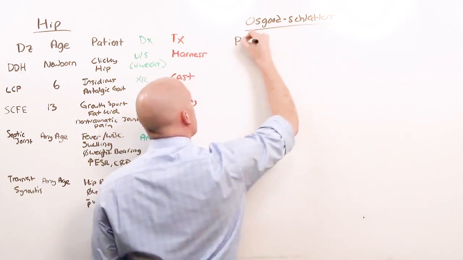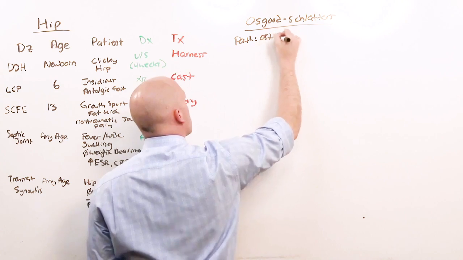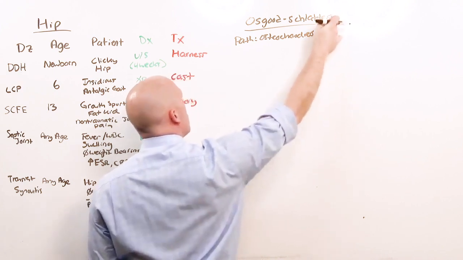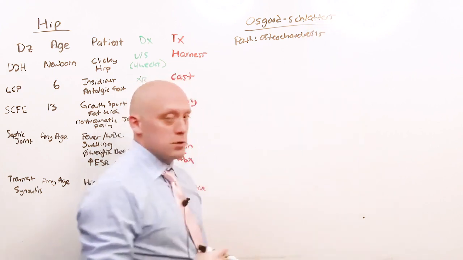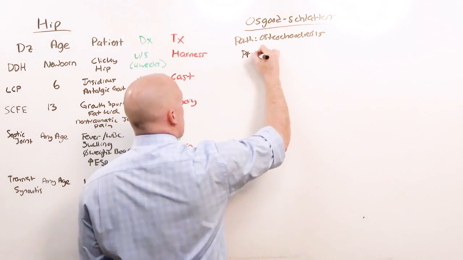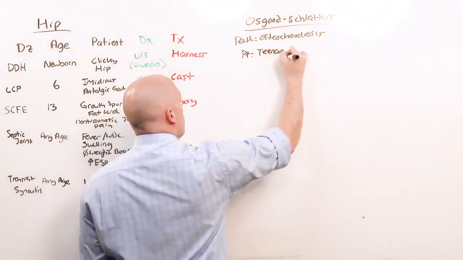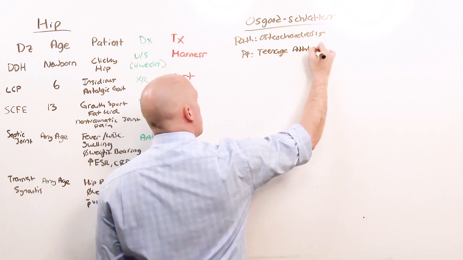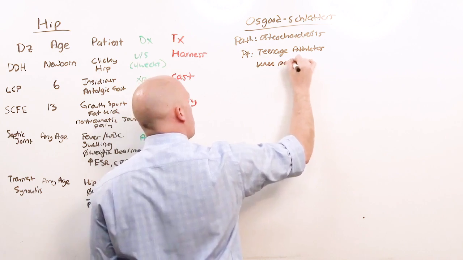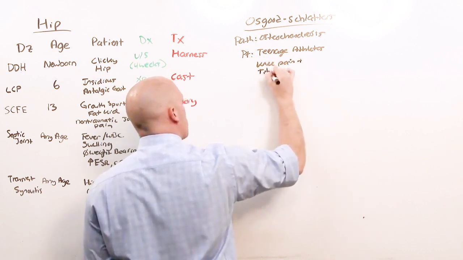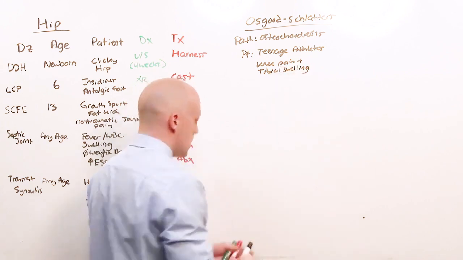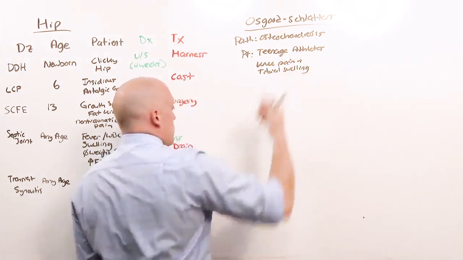Osgood-Schlatters may also be known as osteochondrosis. You may see on the test either the eponym Osgood-Schlatters or you might see osteochondrosis. This is going to present in teenage athletes. And the teenage athletes are going to have knee pain and tibial swelling. They may have pinpoint tenderness on the tibia. It matters because they're athletes, right?